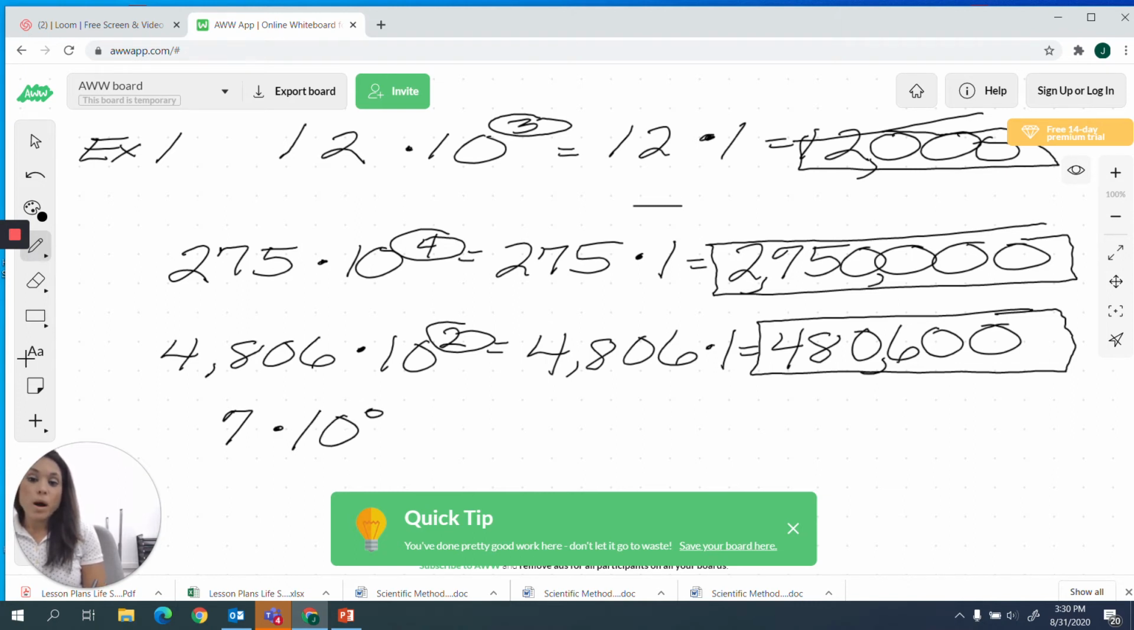Do you remember from our cognitive cardio, what is any number to the 0 power? Okay, let you say it out loud. I'm sure you said 1. Okay, so it's 7 times 1 equals 7.